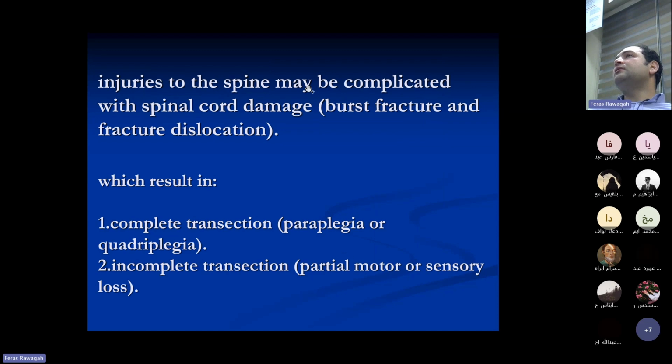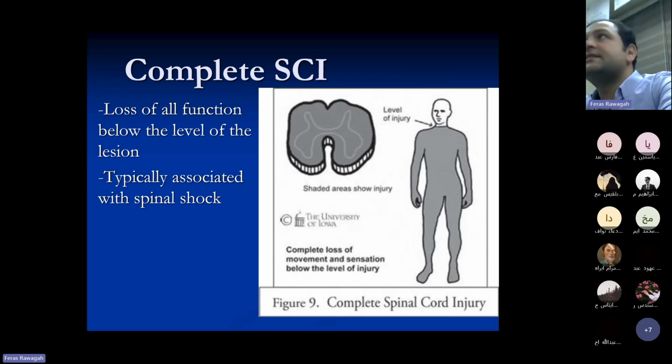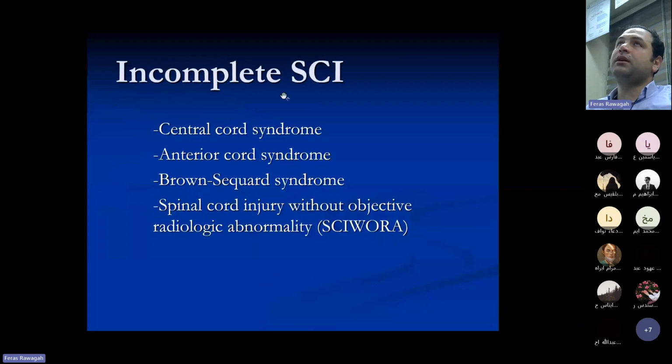So injuries to the spine may be complicated with spinal cord damage, like burst fracture or fracture dislocation, which result in complete transection or incomplete transection. Now, we will start by classification of the types of the spinal cord injury itself. We have what is called complete spinal cord injury. Complete spinal cord injury means that the whole segment of the spinal cord is affected. This will result in loss of all sensory and motor functions at the level of injury and below the level of injury. And we have incomplete spinal cord injury.